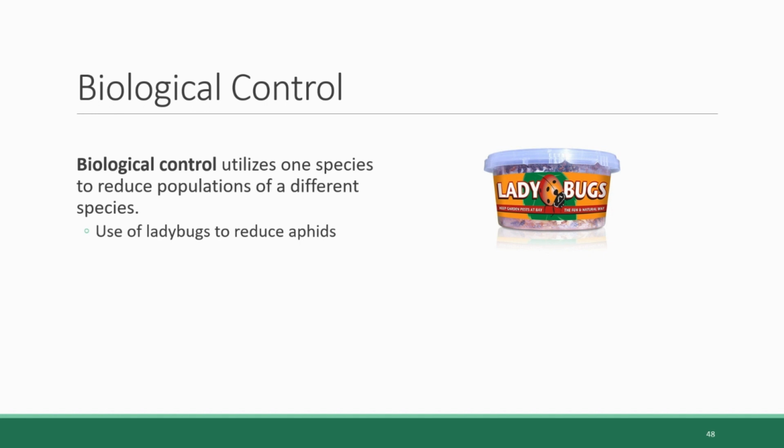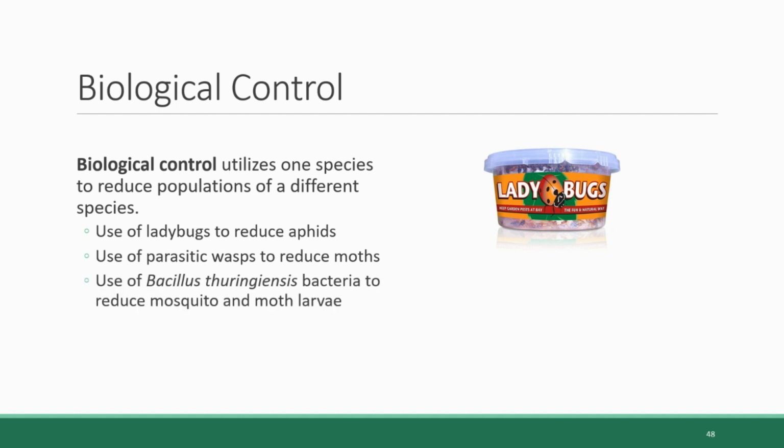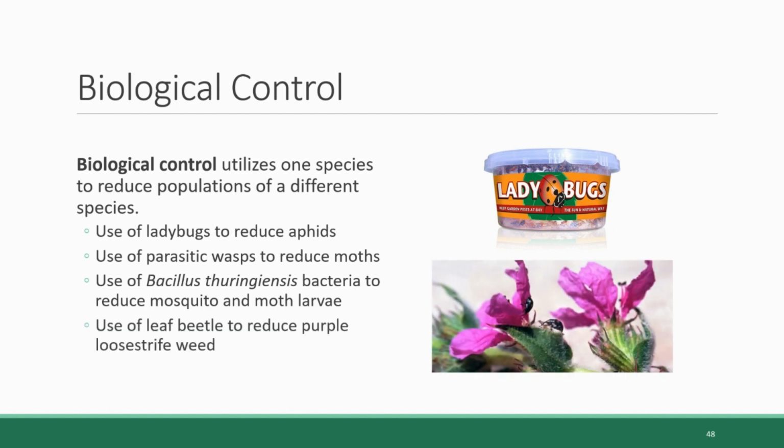And if you've ever been in the garden section of a hardware store or a nursery in the springtime and you see these little cups or bags of live ladybugs for sale, that is what their purpose is, to release in your garden and kill aphids. Other use cases include parasitic wasps being released to reduce moth populations, using Bacillus thuringiensis or BT bacteria to reduce mosquito and moth larvae, using leaf beetles to go after a weed called purple loosestrife. And there's other use cases as well. The goal in all of these cases is not to eradicate the pest, but to knock down their population to levels that don't have an economically significant impact on the harvest of the crop.